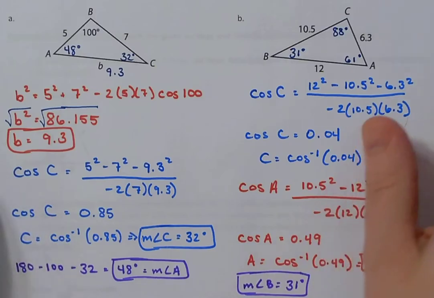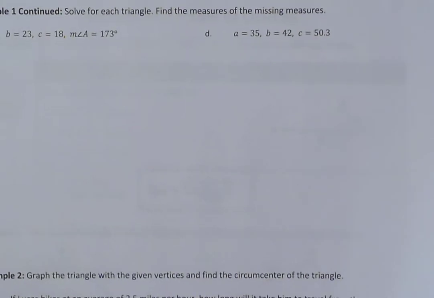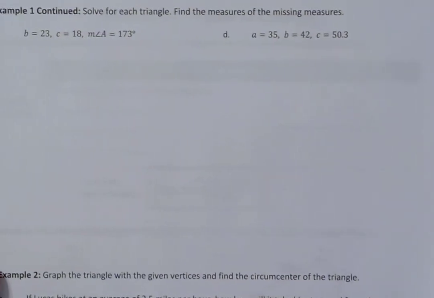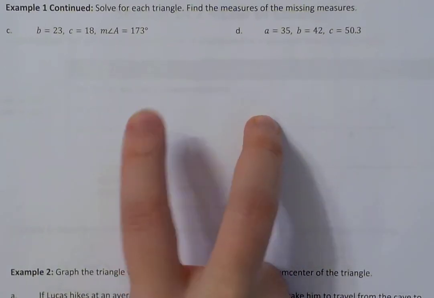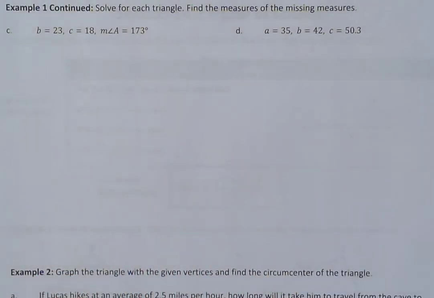Now, parts C and D are going to have you do the same thing, where they have you solve for each triangle. The difference is they do not have your triangle drawn. For C, they just tell you what side B and side C equal and the measure of angle A. And then for D, they tell you what side A, B, and C equal, and they do not tell you any angle measures. Parts C and D, you're going to run through just like you did with part A. There's just no diagram to reference.